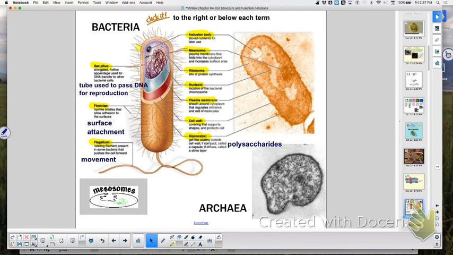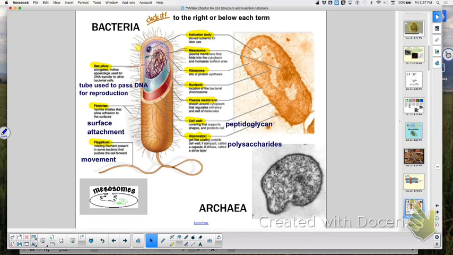Now, if we go in one layer, I'm working backwards from the notes, outside to in. The next layer in would be the cell wall. Remember we talked about peptidoglycan? It's not made out of the same substances as a plant cell wall. What's the point of the cell wall? Structure, support, and the shape of the cell.